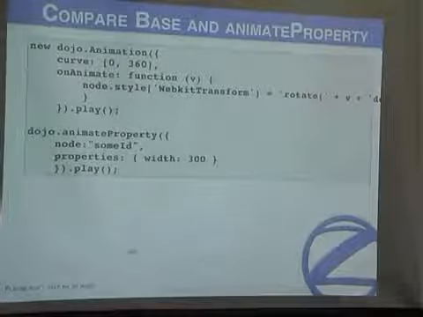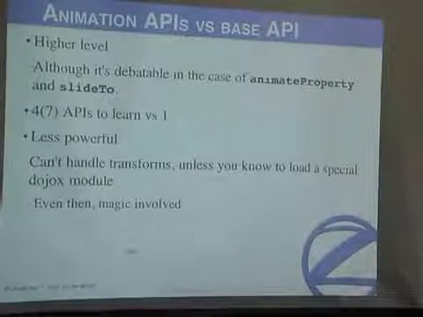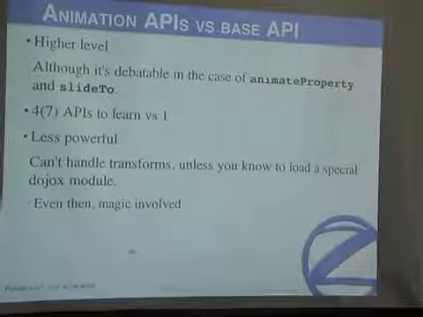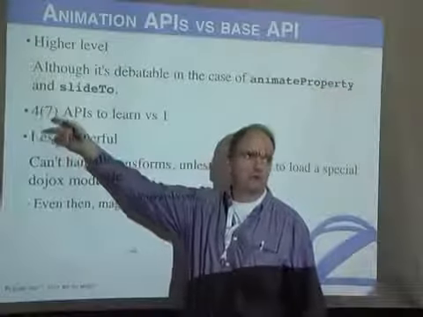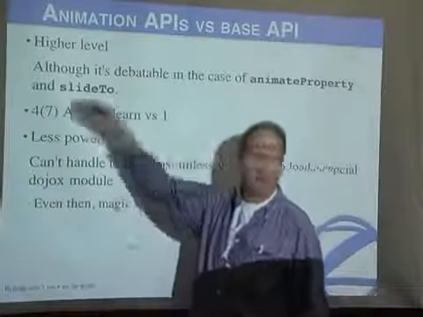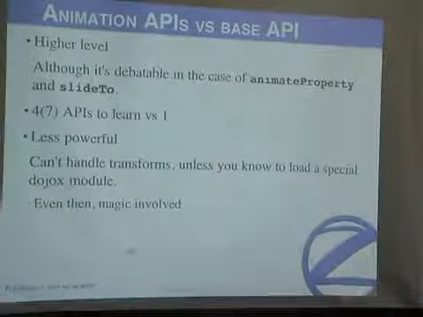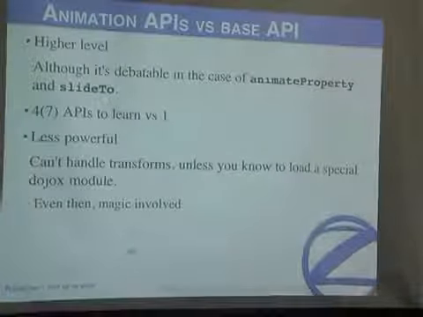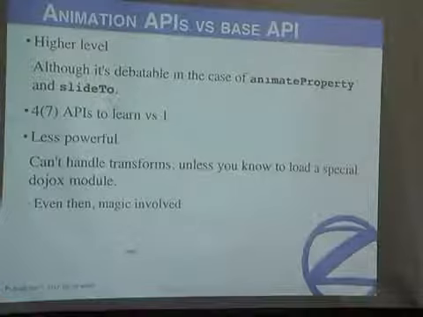But even if you know what all those APIs do, and they do exactly what you want, if you use the high-level APIs, depending on how you count them, you have to remember 4, or if you count the ins and outs separately, 7 APIs to remember, whereas the animation API is really just one API to remember, and it's easy to remember. Slide to, it's not as obvious what it does.